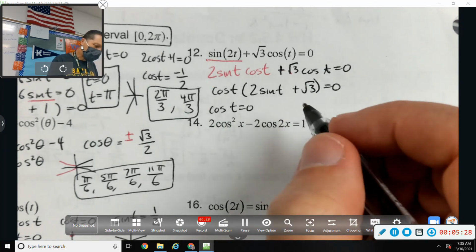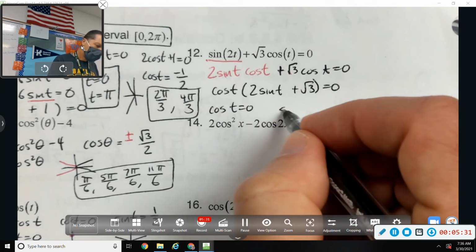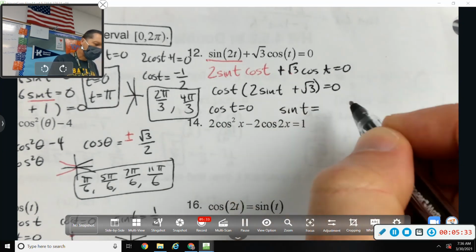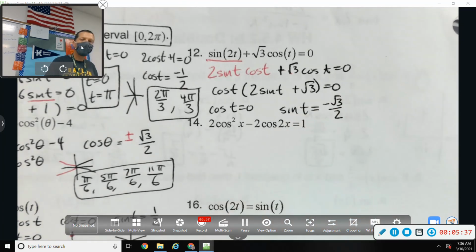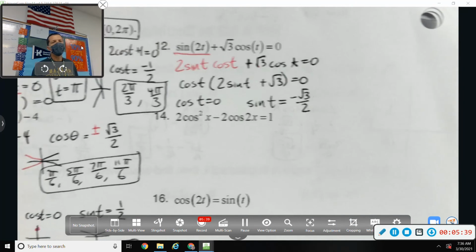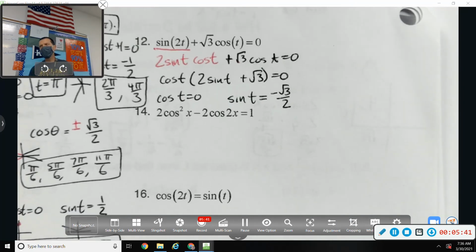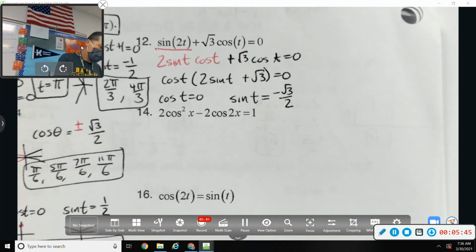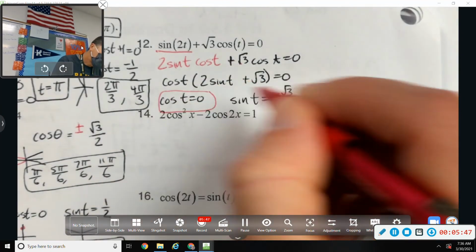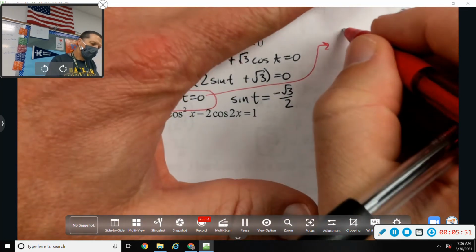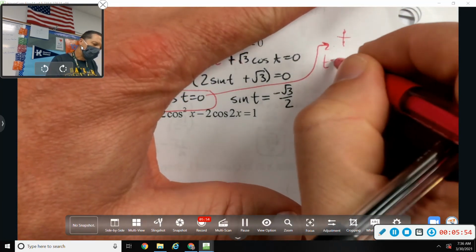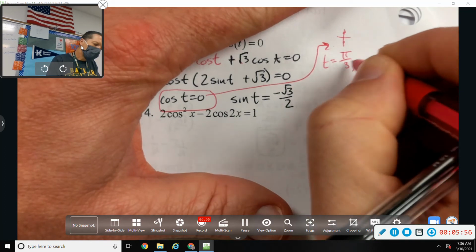So cosine of t equals 0. And just in the interest of saving space, sine of t would be negative root 3 over 2. And that's a unit circle value, so you feel pretty good you're doing it right when that happens. So cosine equals 0. We just did that problem. That was at the top and the bottom. So pi over 2 and 3 pi over 2.